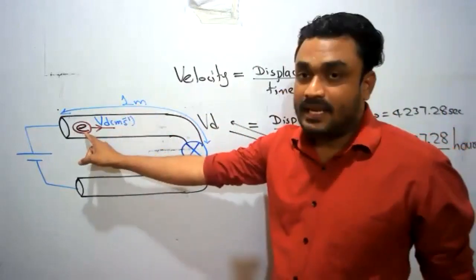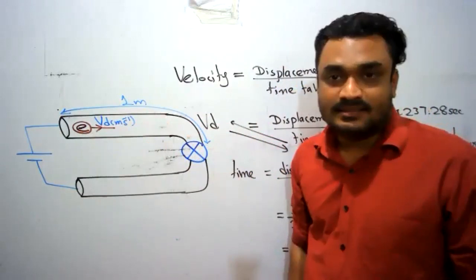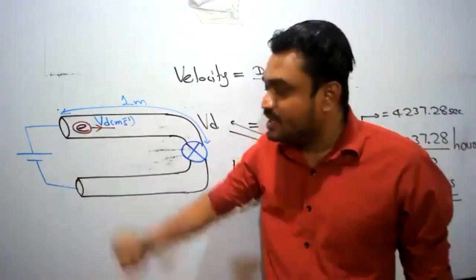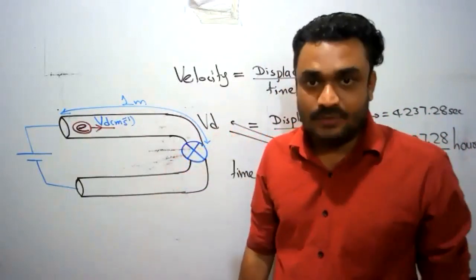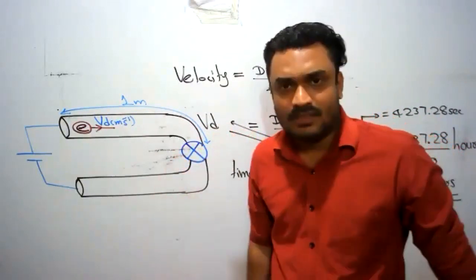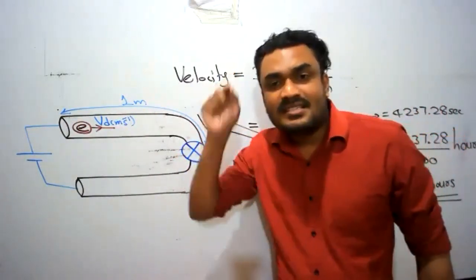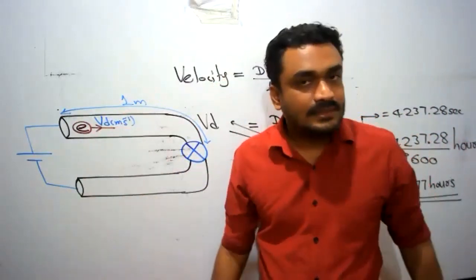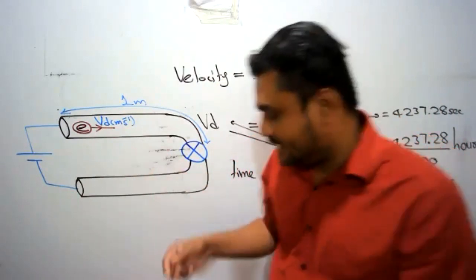This electron will take more than 1 hour to travel this 1 meter distance. So once the switch is on, the bulb will light within 1 hour. It will take 1 hour to light the bulb. But in practice, once we close the switch, bulbs light. Why is that?